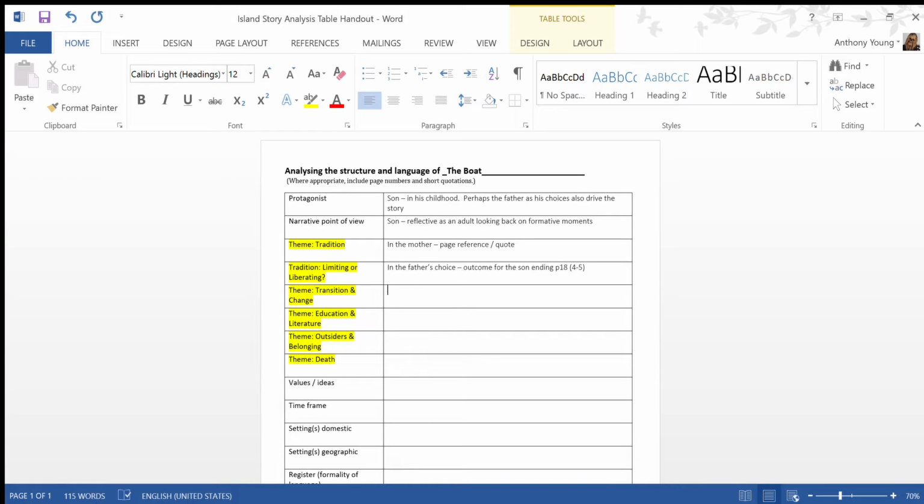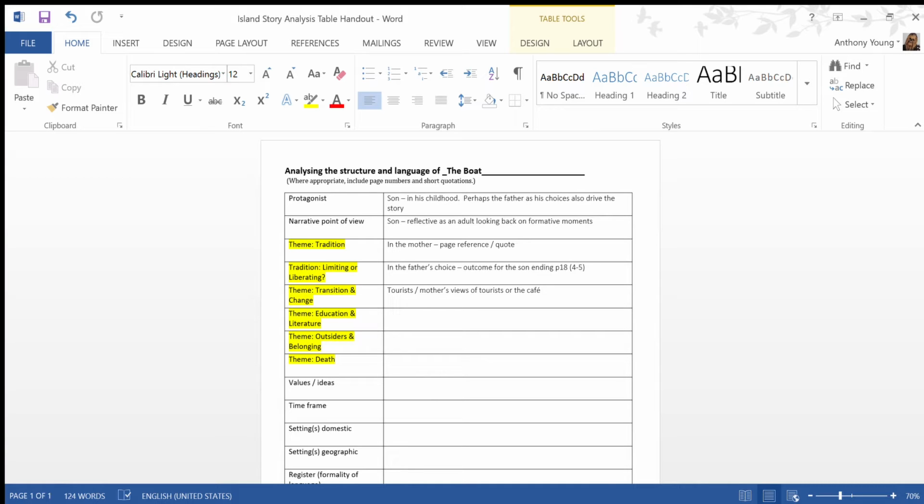I'll just help you with these ones because I know you're working on your own. So outsiders and belonging, I think, is the tourists, and perhaps particularly the mother's views of the tourists, or the restaurant. Can't spell today. I'll write cafe. That the daughters work at, that sort of thing.